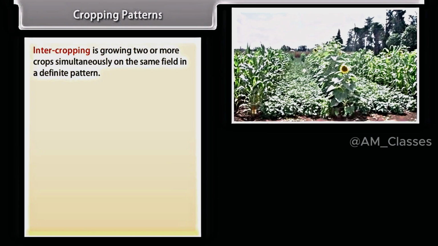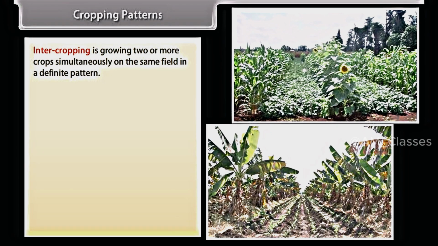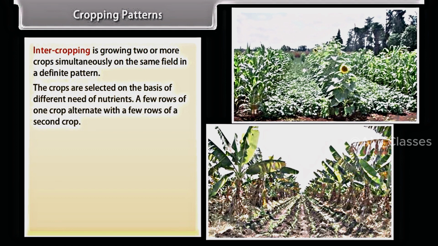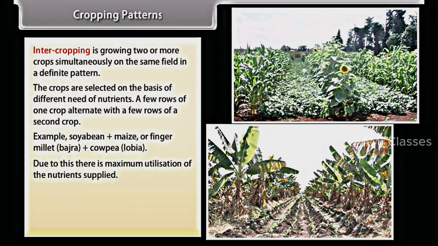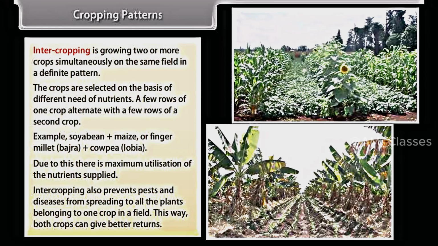Intercropping is growing 2 or more crops simultaneously on the same field in a definite pattern. The crops are selected on the basis of different need of nutrients. A few rows of one crop alternate with a few rows of a second crop. Example, soybean plus maize, or finger millet (bajra) plus cowpea (lobia). Due to this, there is maximum utilization of the nutrients supplied. Intercropping also prevents pests and diseases from spreading to all the plants belonging to one crop in a field. This way, both crops can give better returns.